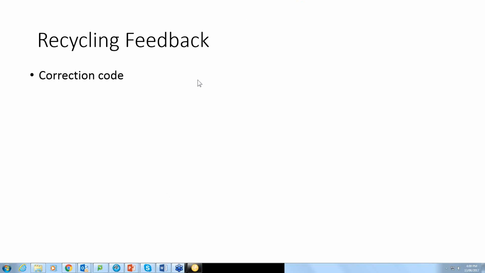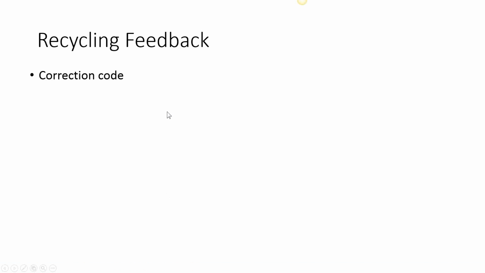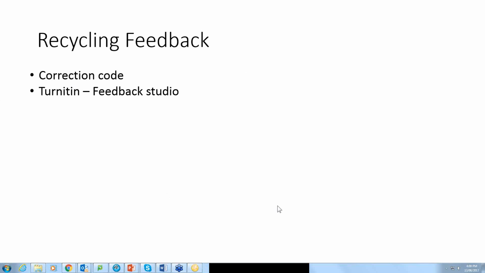And essentially that is recycling it, because you're not giving the students the answer, you're identifying where it is. And also I think it helps you find themes in the writing when you can see what the student's missing. You can use the same things in Turnitin, the Feedback Studio, where you're pulling labels across, which is essentially the same thing as the correction code, except that it's on the computer.